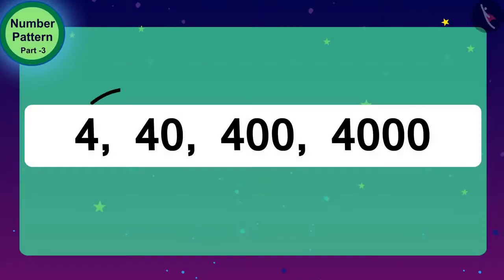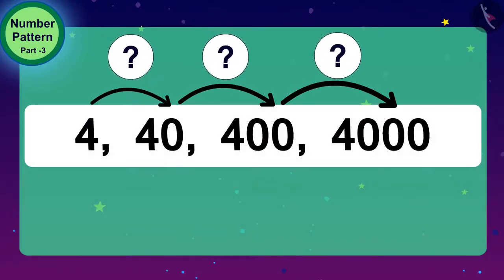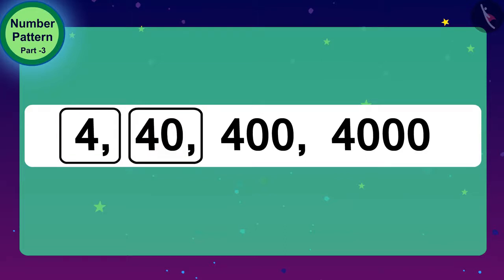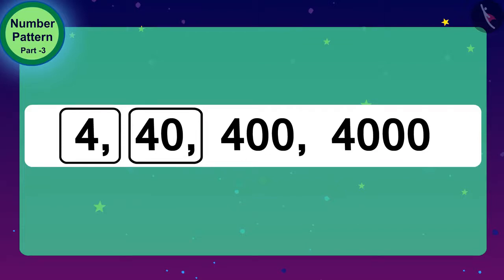Children, can you find the rule of this number pattern? If you want, you can stop the video and find the answer. The first number here is 4 and the next number is 40. If we use the process of multiplication, we will find what we need to do to get the number from 4 to 40.